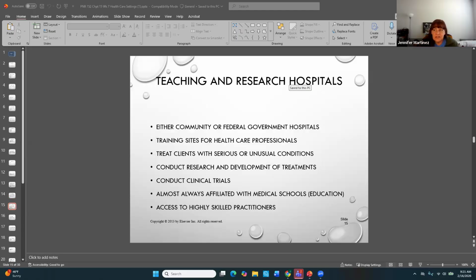The teaching and research hospitals, both community and federal government hospitals, can be teaching and research hospitals. They have a variety of goals. They treat clients, especially those that have serious or unusual conditions. They're training sites for healthcare providers, nurses, and other health professionals. And they work on research and developing treatments for disease conditions, health promotion, as well as ways to deliver low cost, high quality care.